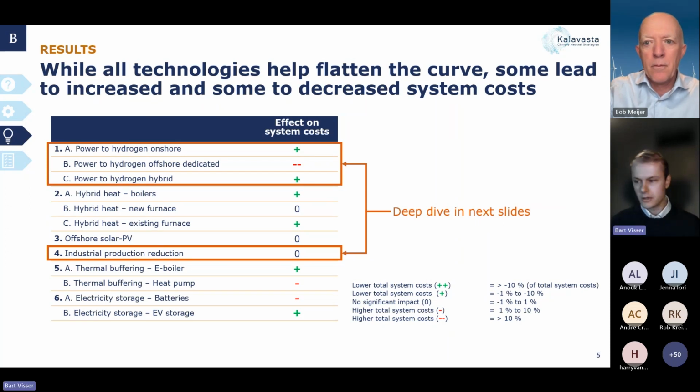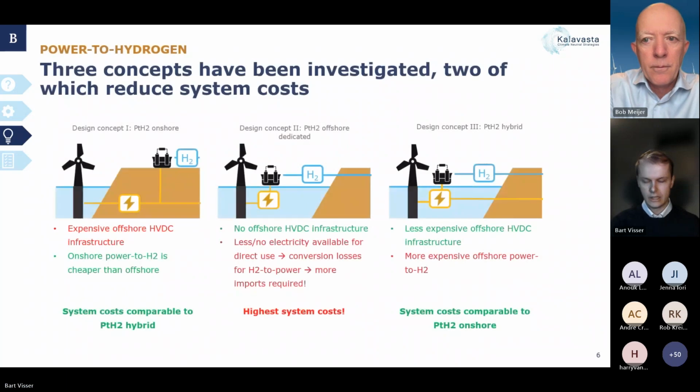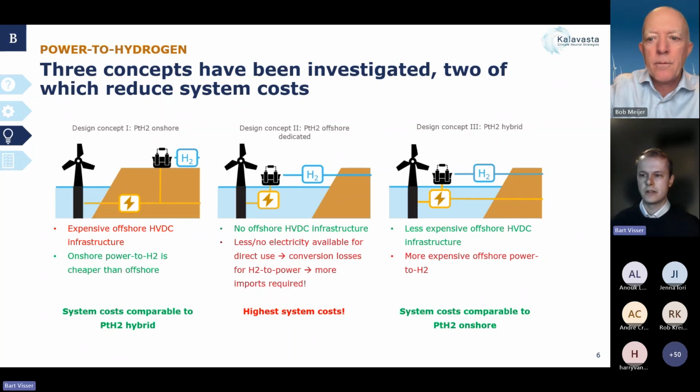Now I will go into a deep dive, and I will start with power to hydrogen. We investigated 3 power to hydrogen concepts, and they are displayed here in these 3 figures on the screen. The first concept is onshore power to hydrogen. The second one is offshore dedicated power to hydrogen, which means that all electricity of a wind farm is directly converted into hydrogen, and hydrogen is then transported to shore.